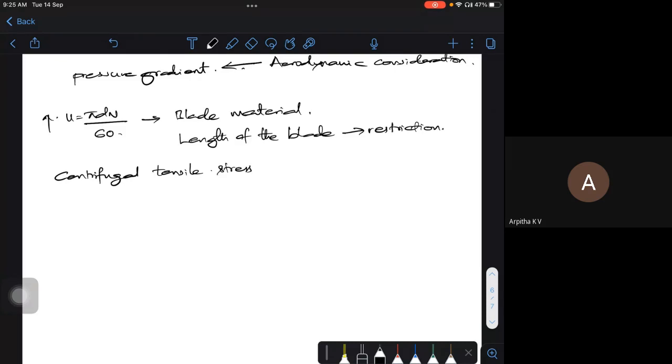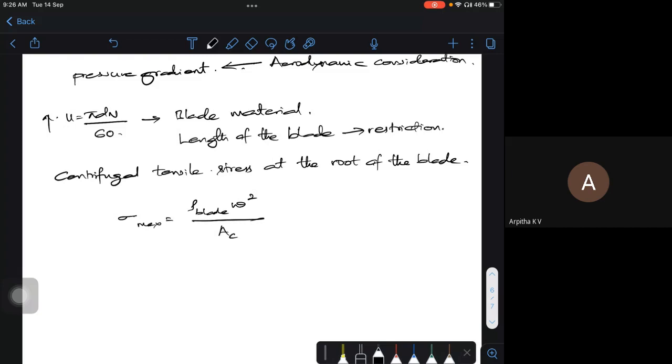Centrifugal tensile stress at the root of the blade. This becomes very critical for us. If I take tensile stress as sigma max, it is given by a formula involving the density of the blade and your rotational speed, divided by your cross-sectional area.